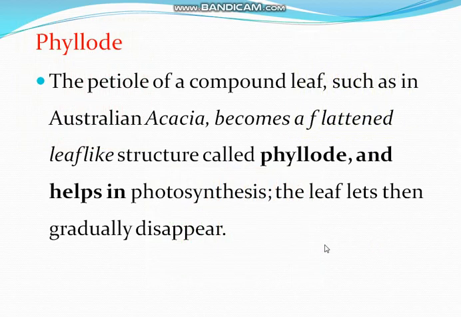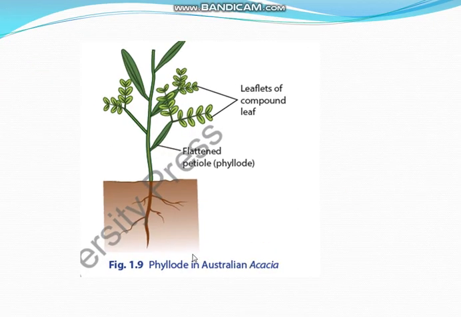And moving to the next, that is phyllodes. The petiole of a compound leaf, such as in Australian acacia, becomes a flattened leaf-like structure called phyllode and helps in photosynthesis. The leaflets then gradually disappear. That is about phyllodes, and we can see the diagrams of phyllodes in Australian acacia. Here we can see the leaflet of the compound leaf. This is the flattened petiole, that is called phyllode.